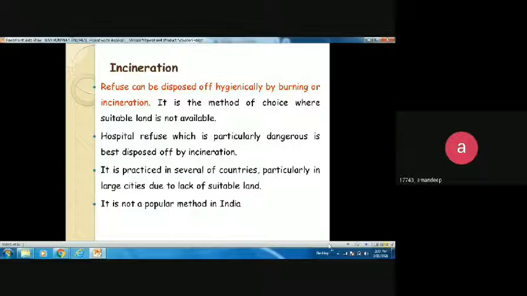Next is incineration. Refuse can be disposed of hygienically by burning or incineration. It is the method of choice where suitable land is not available. Hospital refuse, which is particularly dangerous, is best disposed of by incineration. It is practiced in several countries, particularly in large cities due to lack of suitable land. It is not a popular method in India.